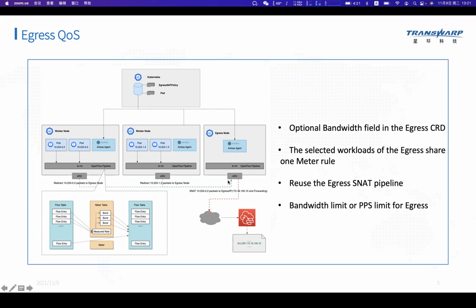Okay, I think I got what you mean. I think originally I misunderstood here. I thought we enforce the limit on the egress node. Yeah, I got what you guys mean. You are actually enforcing the limit on the source. Then I didn't think so. So I probably need to think more here.